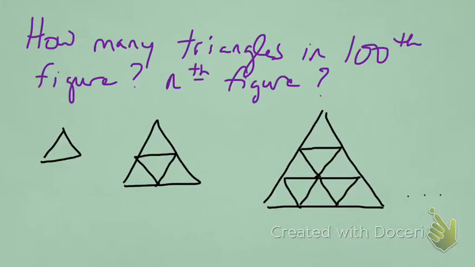Okay, so my drawing is some sad puppy stuff. No simple closed curves here for the polygons. The question is, how many triangles are there in the 100th figure, the nth figure?